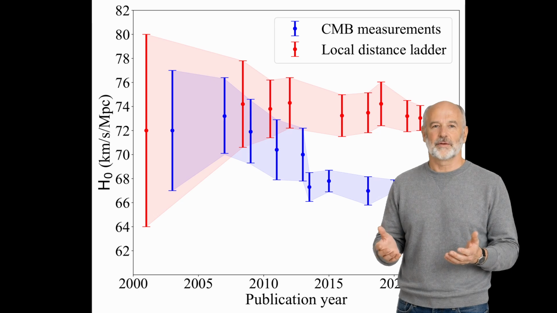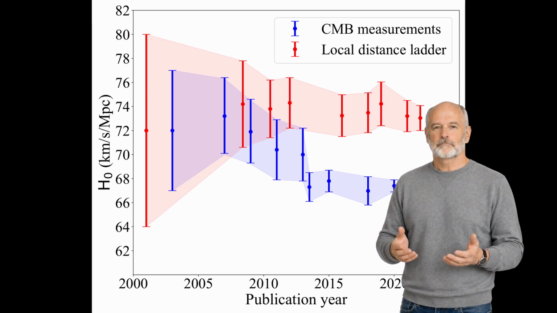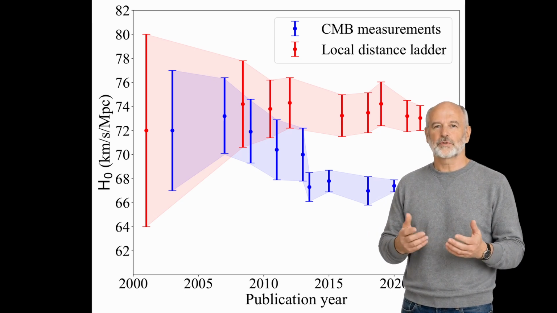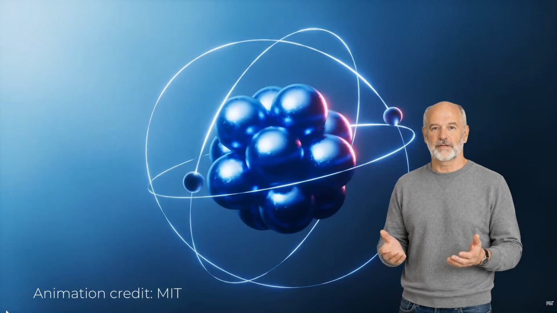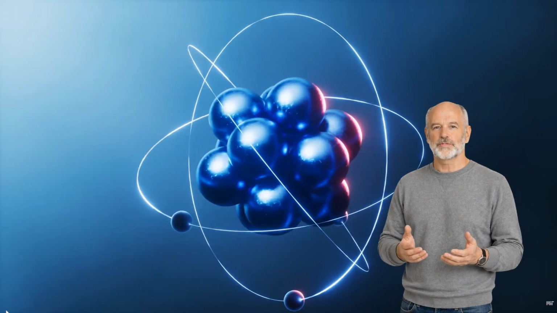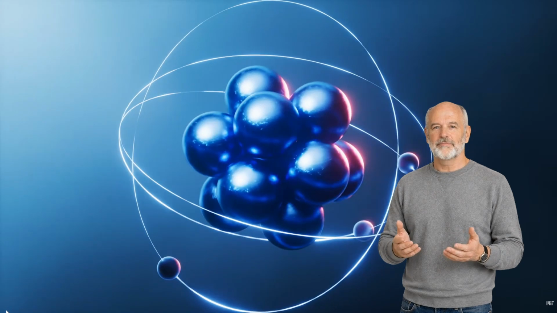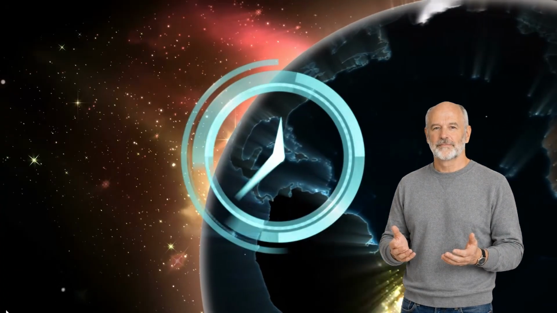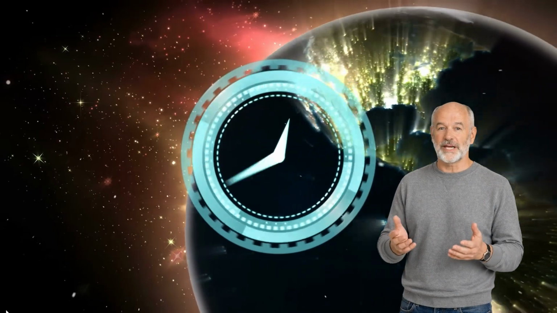There is, however, another way to think about the problem. Both methods assume that the physical scales we use to measure the universe and the clocks by which we measure time remain fundamentally constant. But what if they're not? What if the disagreement isn't entirely about expansion, but about how we interpret redshift itself?